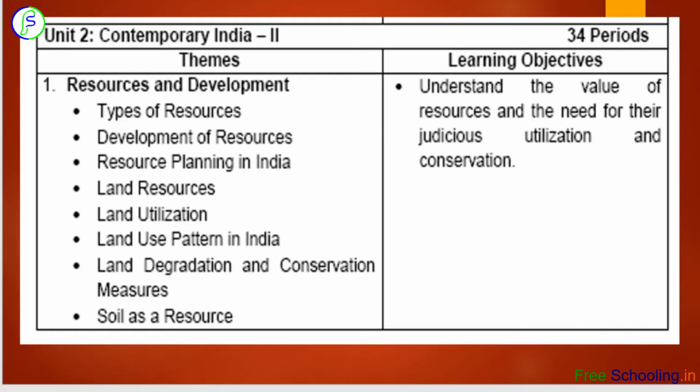So now let's see Contemporary India, that's your geography. Okay, so these are basically the 34 periods that are required in school to finish it. And now see the first chapter, that is your resources and development.